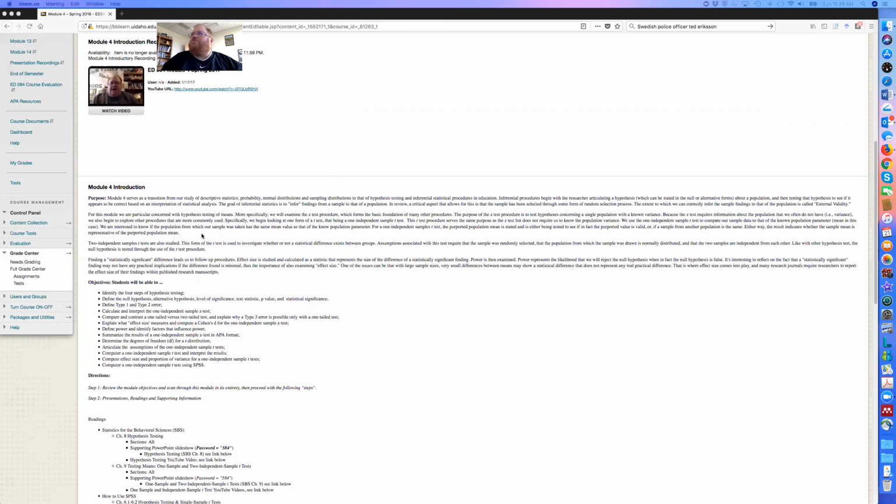Because the z-test requires information about the population that we often do not have, such as variance, we also begin to explore other procedures that are more commonly used. Specifically, we begin looking at one form of a t-test, that being a one independent sample t-test. This t-test procedure serves the same purpose as the z-test, but does not require us to know the population variance.